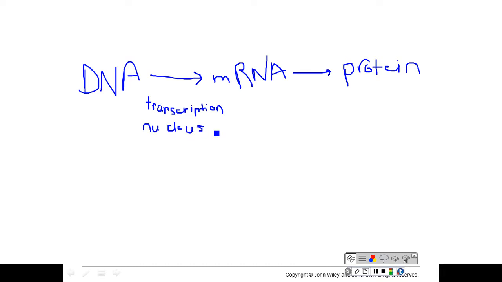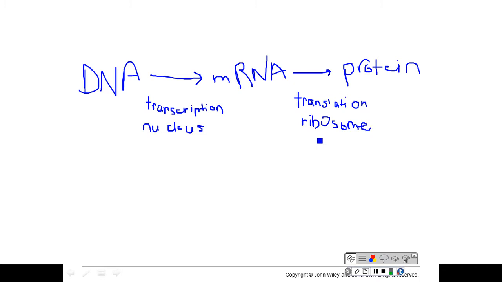DNA is like the big fat boss that can't leave the office, using mRNA as a messenger or as an intern, so to speak. The process of making mRNA into protein is called translation. And this happens at the little protein factories. Anyone remember what the protein factories are? The ribosomes. So this process happens at the ribosome. The first process happens within the nucleus itself.